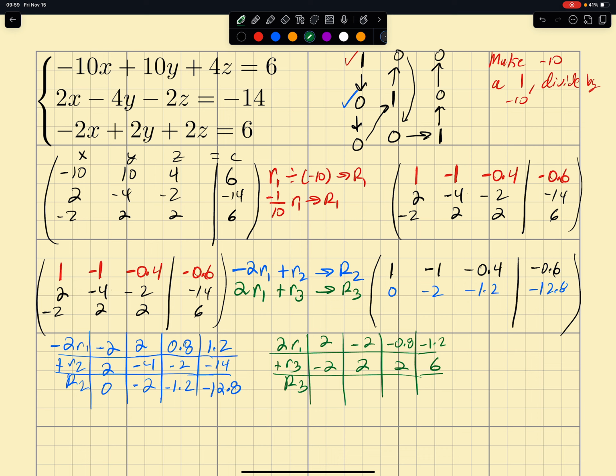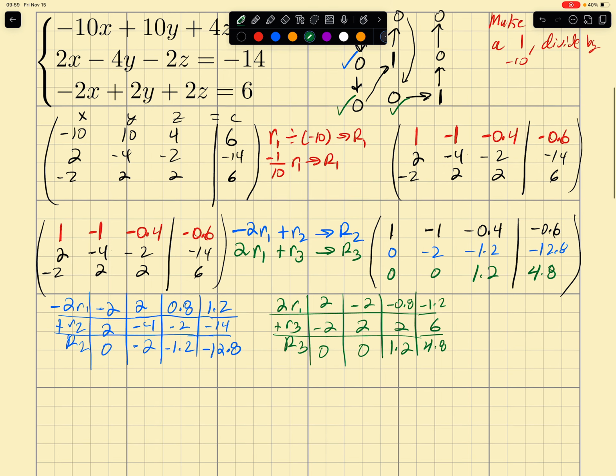Now we're going to add. 2 plus negative 2 is 0. Negative 2 plus 2 is 0. Negative 0.8 plus 2 is 1.2. Negative 1.2 plus 6 is 4.8. And so we get something for free here. We get this extra 0 there, so that's good for us. Okay, so we got a 0 here, and we got a 0 for free. Okay, so that's good.